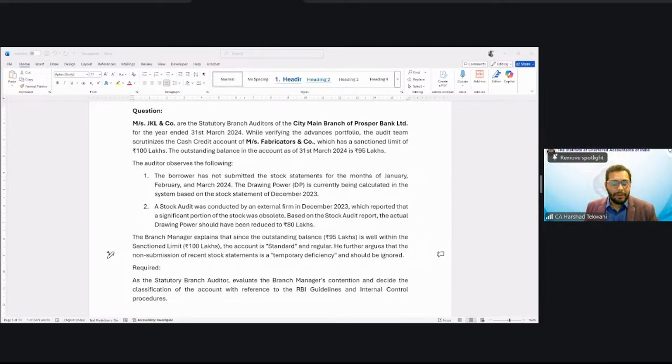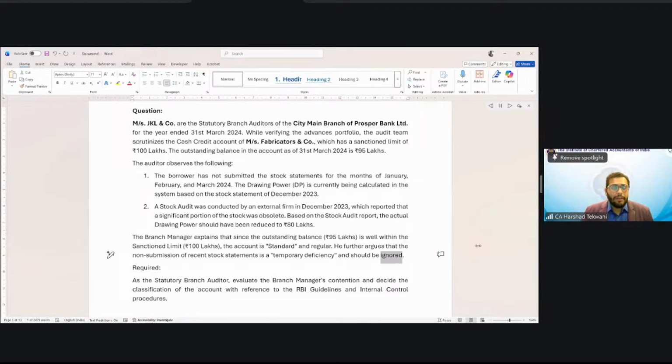So basically, in this particular scenario, there was a loan. This cash credit facility was based on the December 2023 stock statement, and we are standing on 31st March 24. Already January, February, March, 3 months have passed by. We don't have an updated stock statement. So the drawing power cannot be calculated on a stock statement which is 3 months or older.